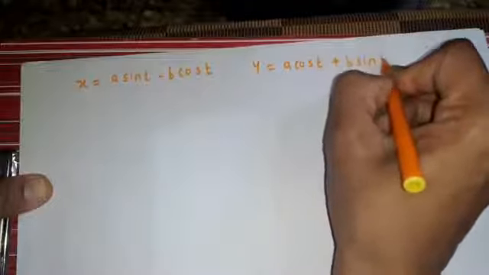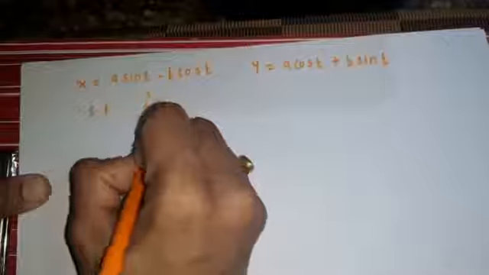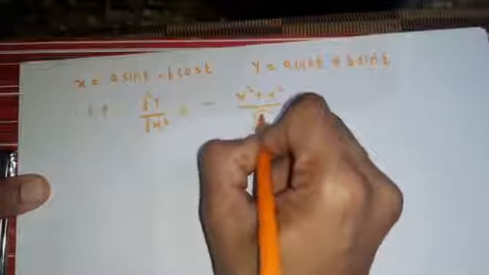Okay students, now let us take on the last example of this chapter also. Okay, the last problem is: if x equal to a sin t minus b cos t and y equal to a cos t plus b sin t, then show that d2y by dx square equal to minus x square plus y square upon y cube.